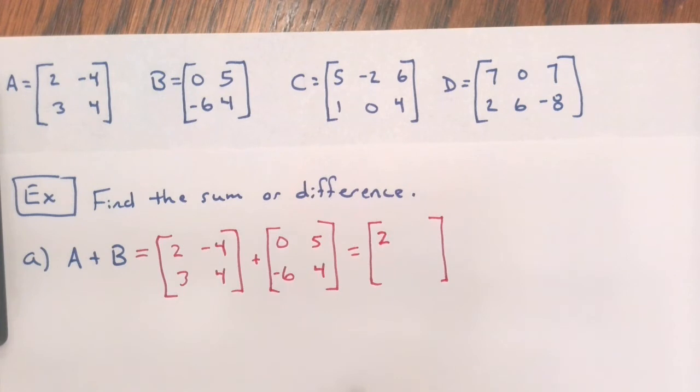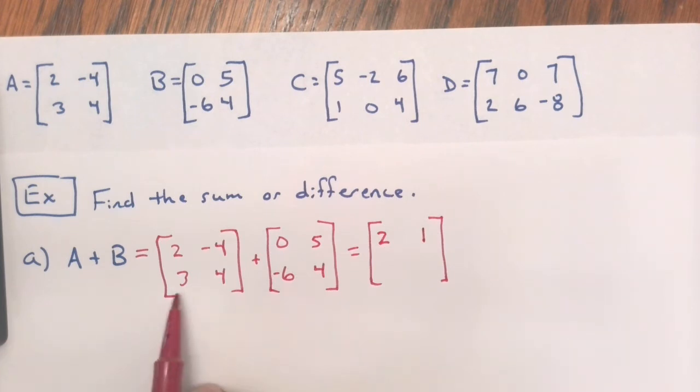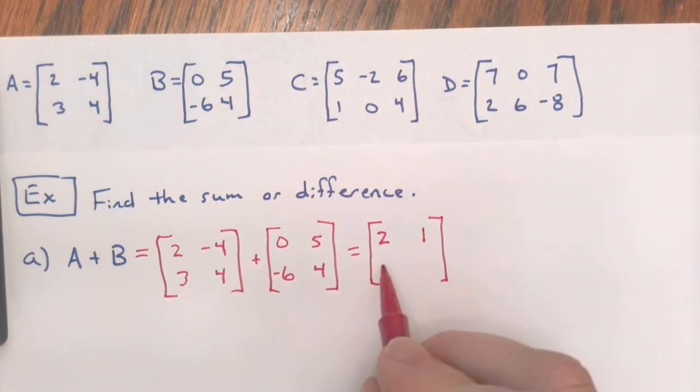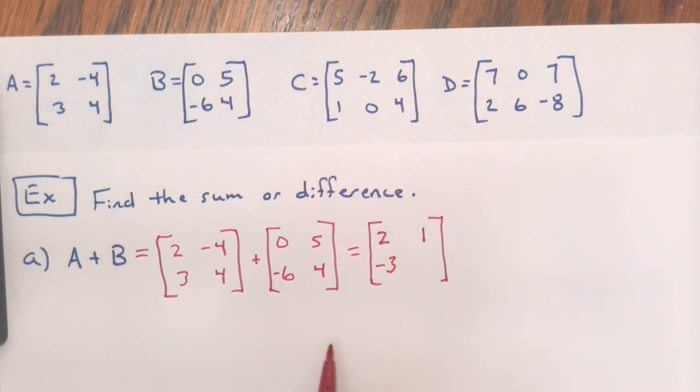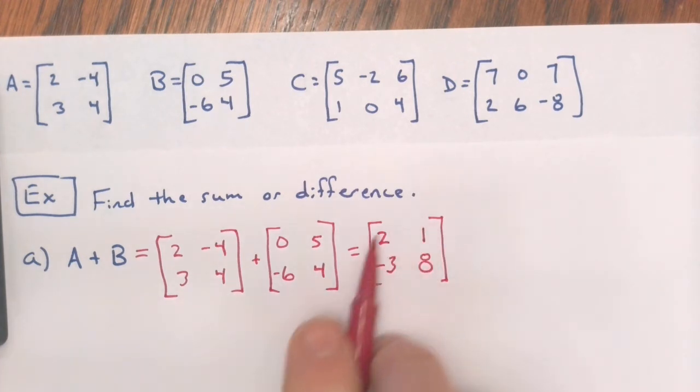And you just do that positionally through all of the different values, all the different elements inside your matrices. So in the upper right hand corner we have negative 4 plus 5, that's 1. In the lower left hand corner we have 3 plus a negative 6, that's a negative 3. And in the lower right hand corner 4 plus 4 gives us 8. So the sum of matrix A and matrix B is this 2 by 2 matrix.